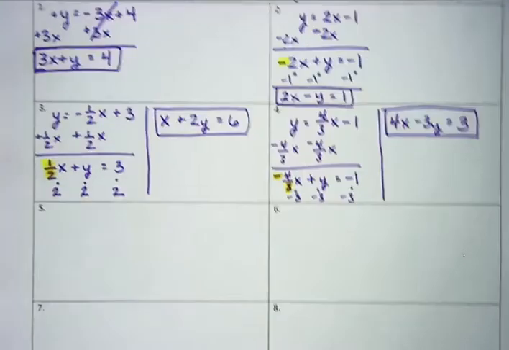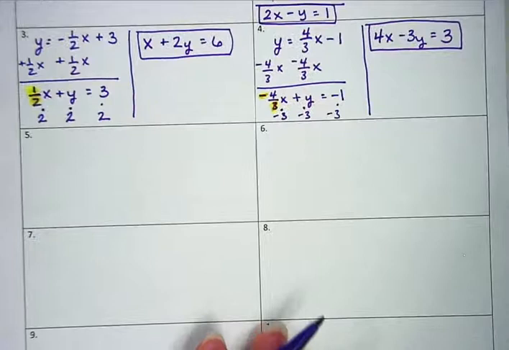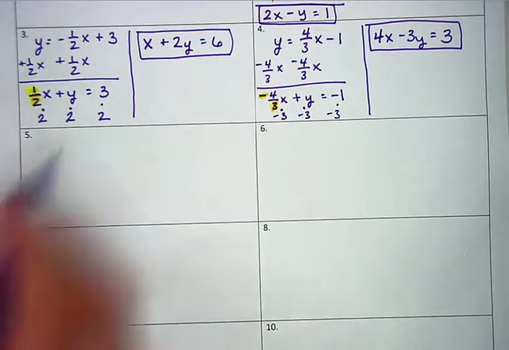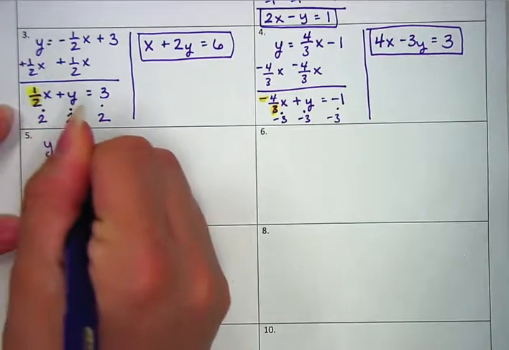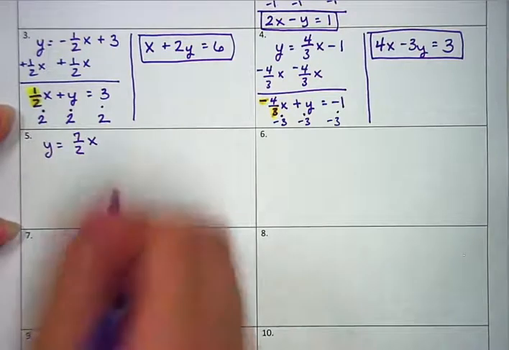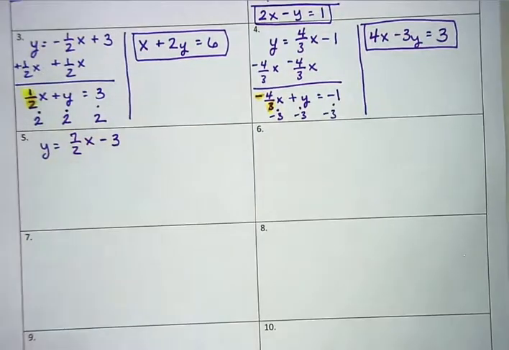Okay? All right, I want you to try number 5. So I'm going to write it up here. Once I write it up here, pause the video, try to solve it on your own, and then when you're ready, turn the video back on. So your problem is going to be y equals 7/2 x minus 3. So pause the video now.